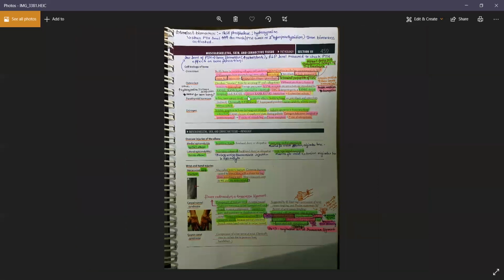So, any doubts so far? That was everything about the anatomy and the physiology of the musculoskeletal.